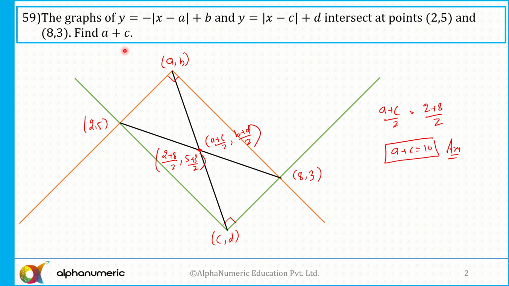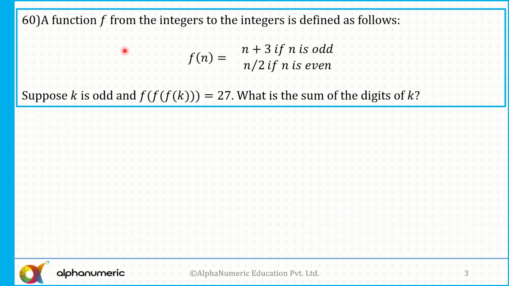Now, let's move to the next question. A very, very interesting question. It says a function f from the integers to the integers is defined as follows. f(n) is equal to n plus 3 if n is odd, and n by 2 if n is even. Now one more important thing here, if n is odd, then n plus 3.